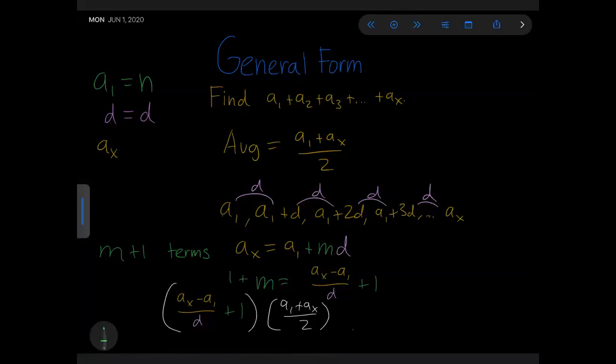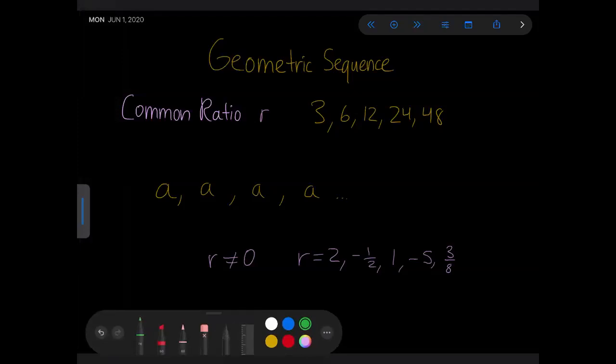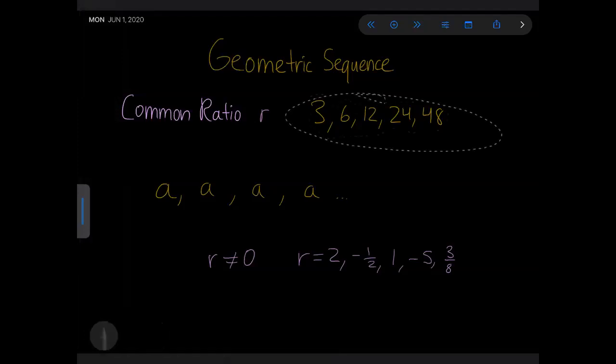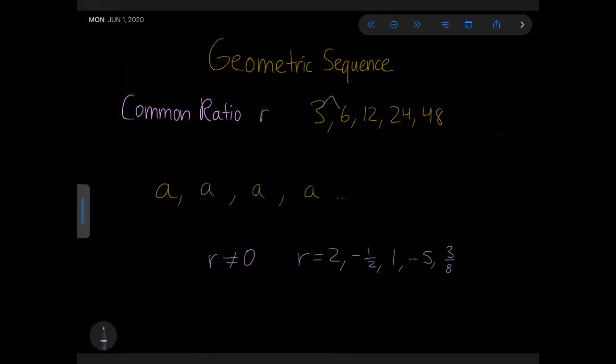Let's move to geometric sequences. Now, instead of a common difference, with the geometric sequence we are going to have what we call a common ratio. And instead of d, we are going to use r. Let's look at an example of a common geometric sequence. We have this over here. It's 3, 6, 12, 24, 48. So what's our common ratio? Well, if we multiply 3 by 2, we get 6. 6 times 2 is equal to 12. 12 times 2, 24. 24 times 2, 48.